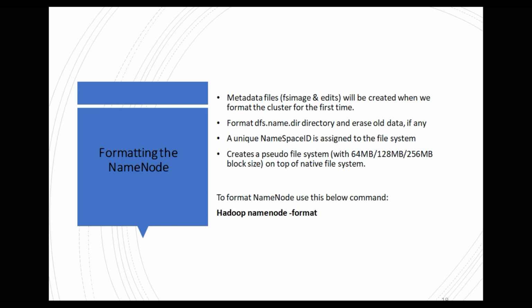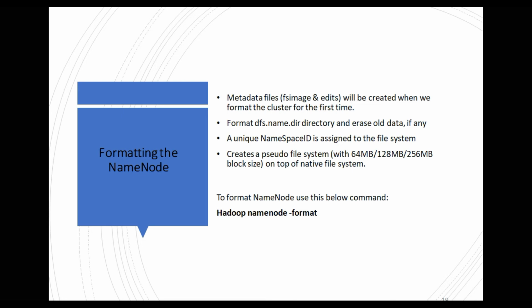And a unique namespace ID is assigned when you format the cluster name node. That ID will be unique for the entire life cycle of the cluster. For example, if you formatted the name node and it was assigned a namespace ID, and after 1 year or 2 years the name node has some problem and you cannot recover it, then if you format again, that unique namespace ID will be gone. Until the second format, the namespace ID will be single and unique.